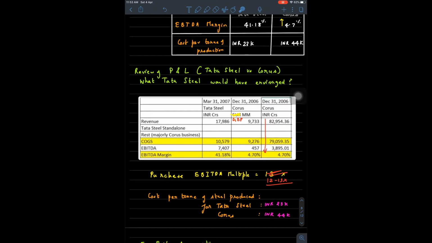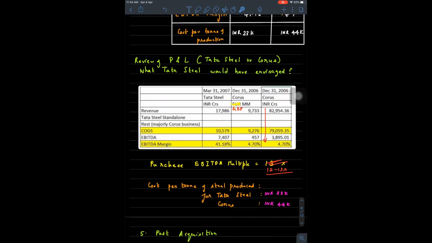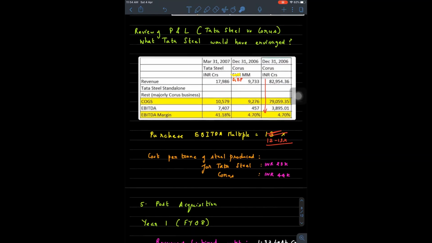I also put a small snippet of the P&L, how it looked during the year the acquisition happened. As you can see, Tata's were generating 18,000 crore of income, of which EBITDA was around 7,400 crore, resulting in an EBITDA margin of 41%. Corus, on the other hand, was generating 83,000 crore of revenue, 5 times Tata's revenue, but a margin which was lower than Tata's margin, 3,800 crore only, with a 5% margin.